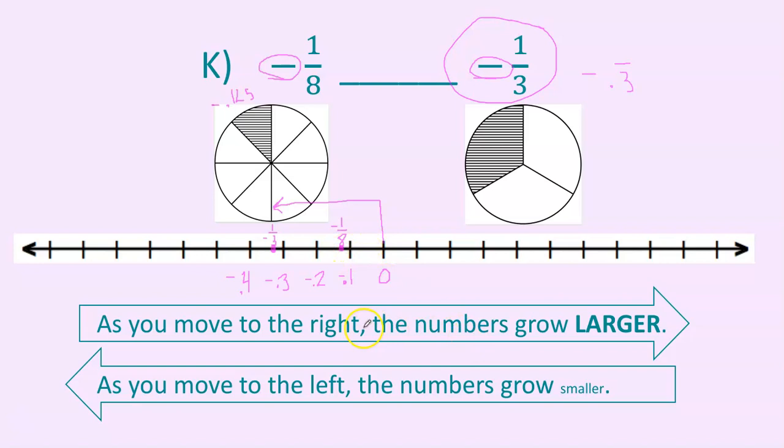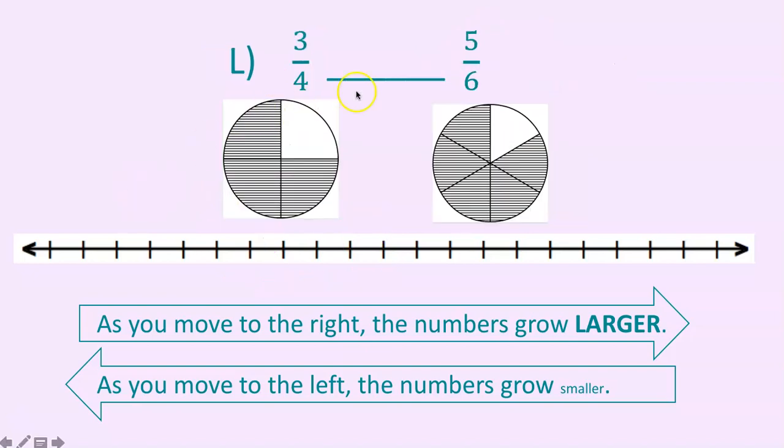So remember that as you move to the right, the numbers grow larger. So -1/8 is actually larger than -1/3. So we would write -1/8 is greater than -1/3, or if you say it backwards, you could say -1/3 is less than -1/8.